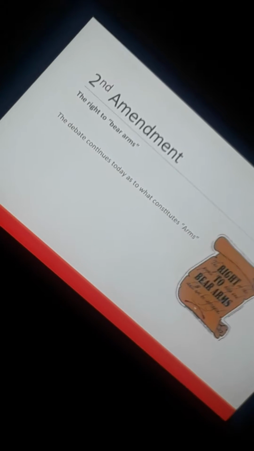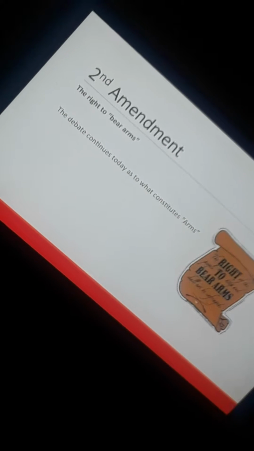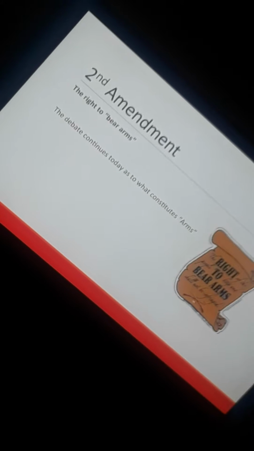But also, too, again, what constitutes a firearm? What if somebody wanted to have a bazooka, like a shoulder-held rocket launcher or an atomic weapon? Generally speaking, there are limits to the Second Amendment, but as it's been interpreted today is that we do have a right to bear arms.